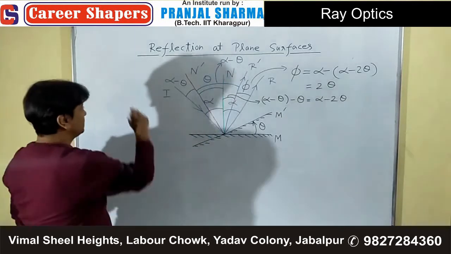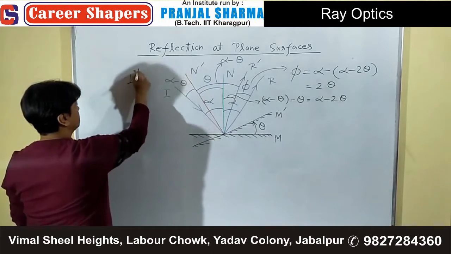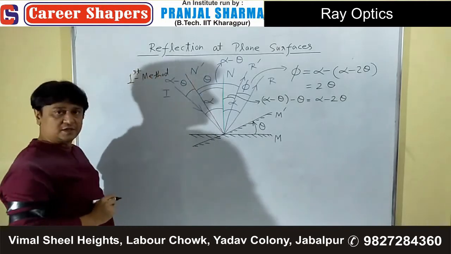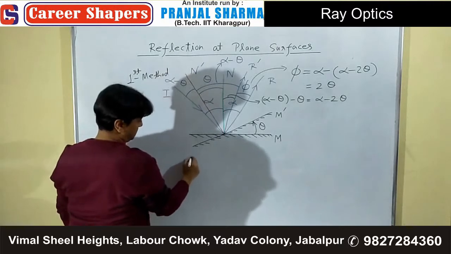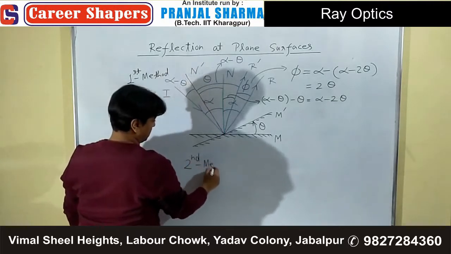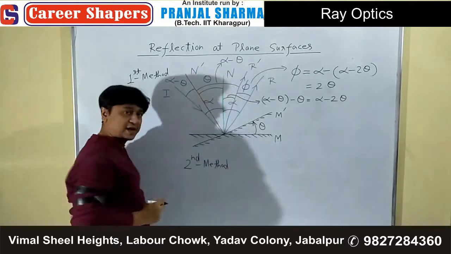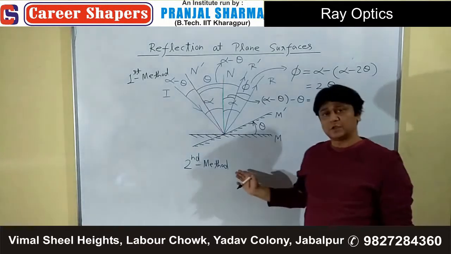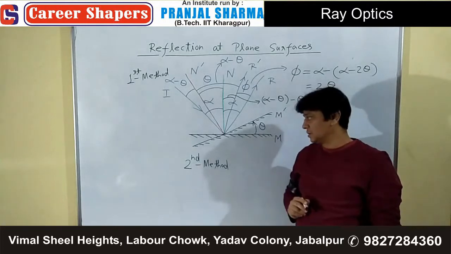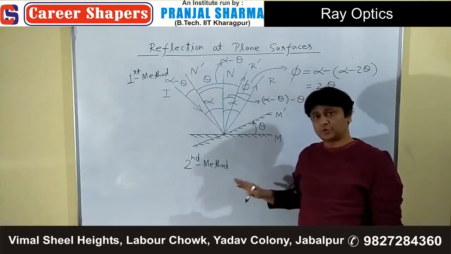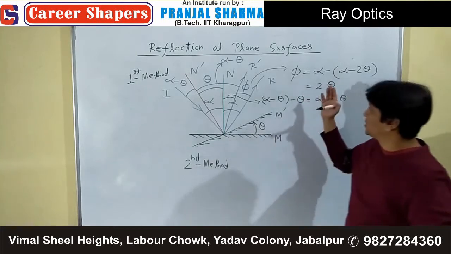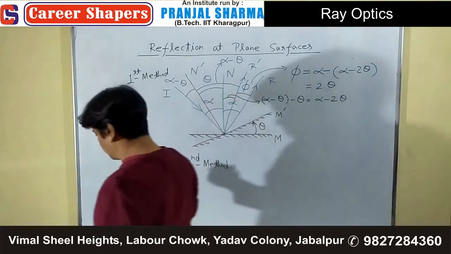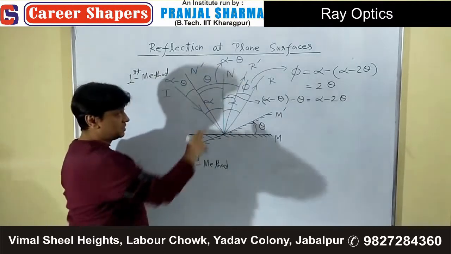Now note down this much. This is your first method. Let's see a second method, and this second method will use the concept of angle of deviation. Here is a hint for you: you can pause the video now and try to find the same result using the concept of angle of deviation. Whatever we learned in angle of deviation, use that and try to find this phi.